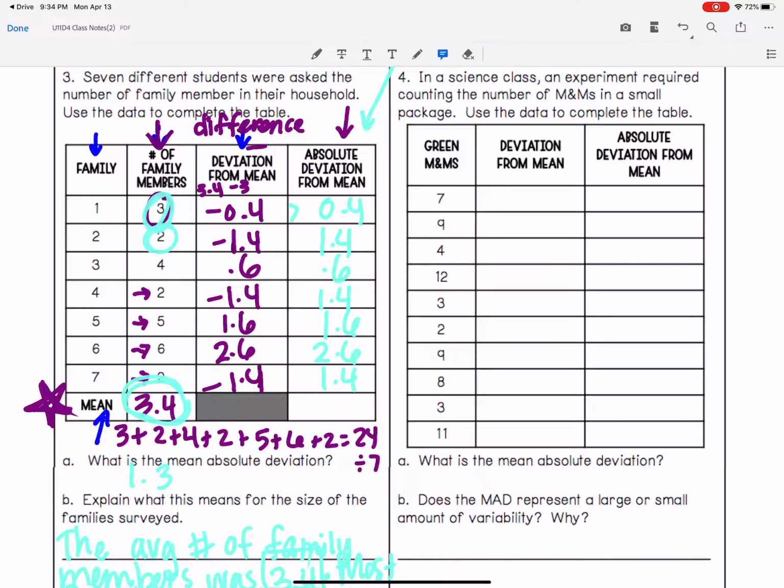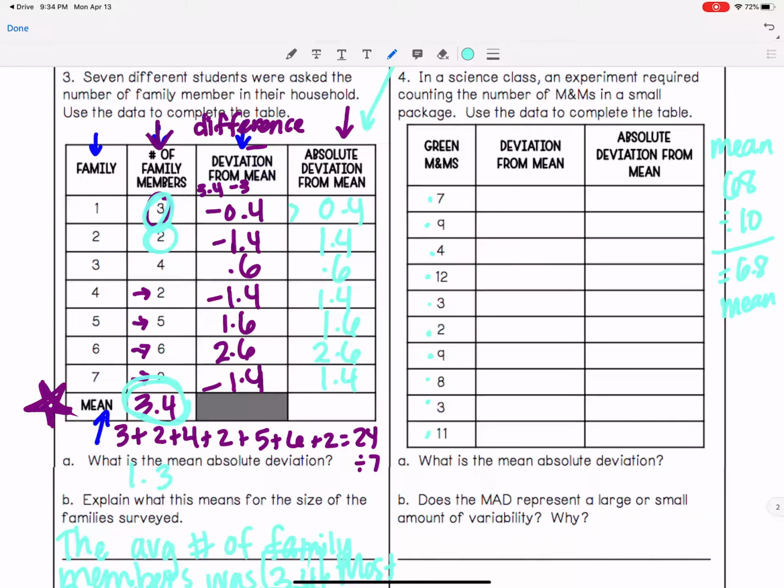Now, I still have to divide by how many numbers there were. So let's count them up. 1, 2, 3, 4, 5, 6, 7, 8, 9, 10. There were 10 numbers. So to get the mean, I'm going to do 68, because I just added all those numbers up, and divide by how many numbers there are. And there were 10. So 68 divided by 10 gives us 6.8. So that means 6.8 is the mean. Now, how far do all of these numbers deviate from the mean?